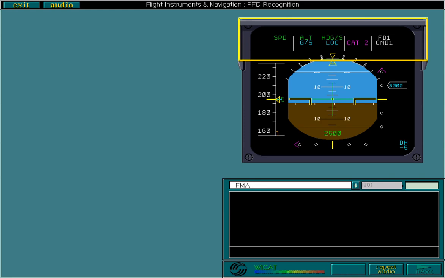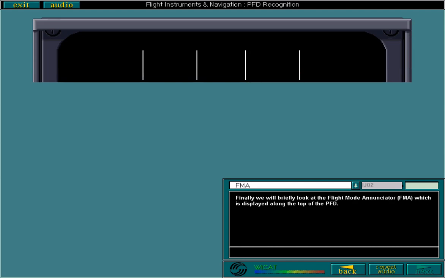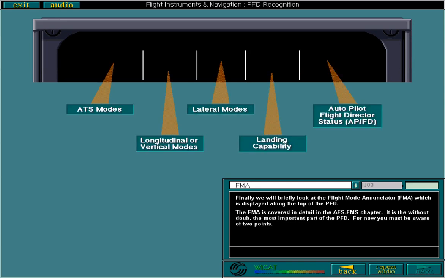Finally, we'll briefly look at the FMA, which is displayed along the top of the PFD. The FMA is covered in detail in the AFS FMS chapter. It is without doubt the most important part of the PFD. For now, you must be aware of 2 points. Information on the auto thrust, autopilot and flight director systems are displayed in various columns.